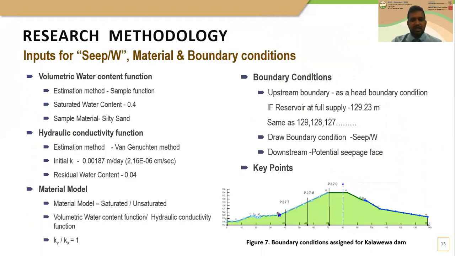These are the inputs given for the CW. A sample function was used to estimate the hydraulic conductivity function, and a sample function was used to estimate the volumetric water content function, and the Van Genuchten method was used to estimate the hydraulic conductivity function. With the help of that, the material model was defined. Here I used the saturated-unsaturated model and the KY to KH ratio as 1. For upstream, the water head, and for the downstream, potential seepage face were used as the boundary condition. Further, here I inserted 3 key points to denote the piezometers in the field for model validation purposes.